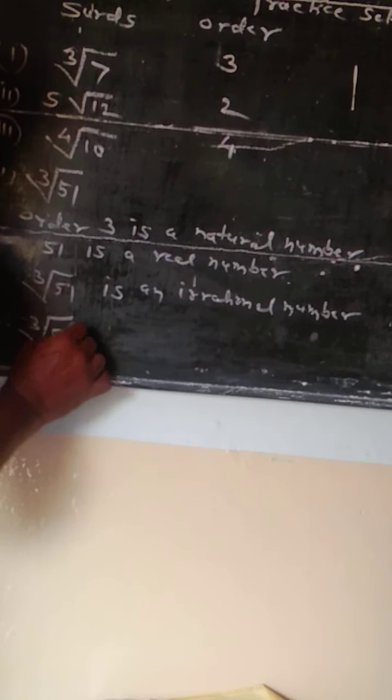Then simplify. I am taking some examples, and you try to solve the remaining. Simplify the following surds. It means the given surds are pure surds, and you have to convert them into mixed surds. In that, first is root 27. Root 27 is equal to root of 9 into 3, and we can take the square root of 9, which is 3.